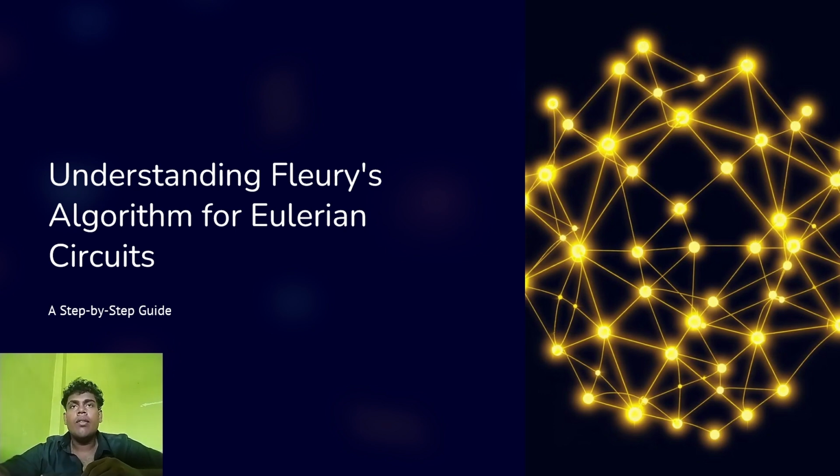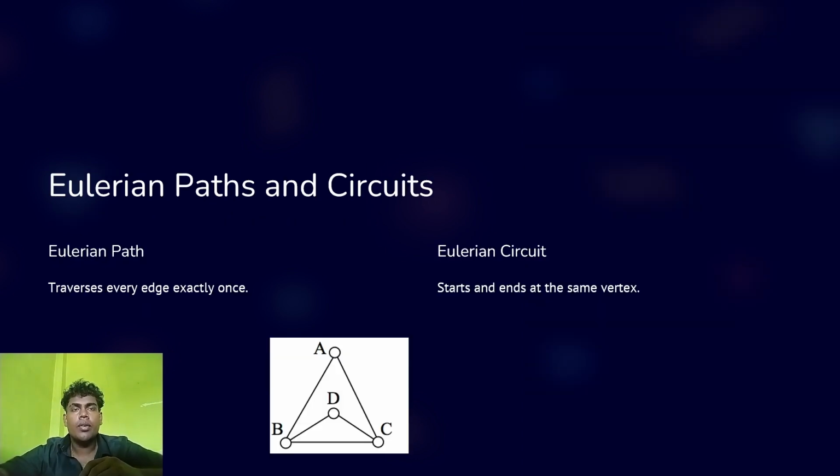Mainly we will see what Eulerian graphs are. Before we dive into Fluery's algorithm, let's understand Eulerian paths and Eulerian circuits. An Eulerian path is a path that traverses every edge exactly once. An Eulerian circuit is an Eulerian path that starts and ends at the same vertex.